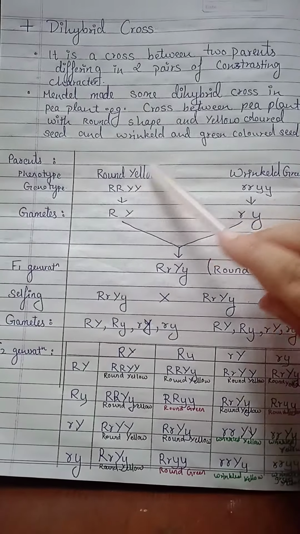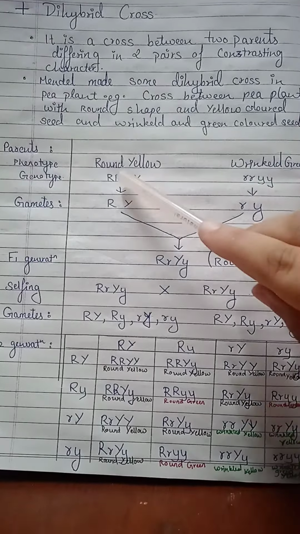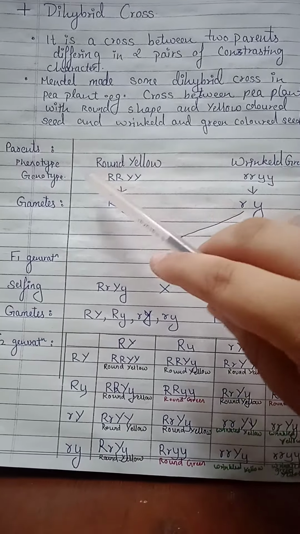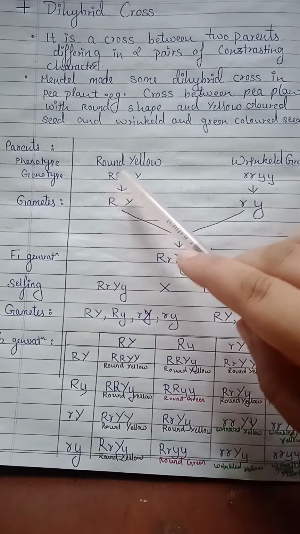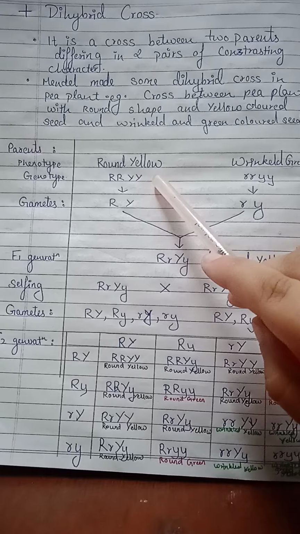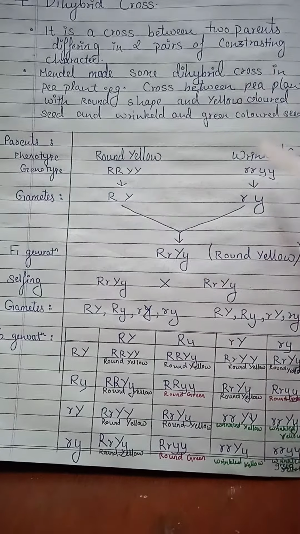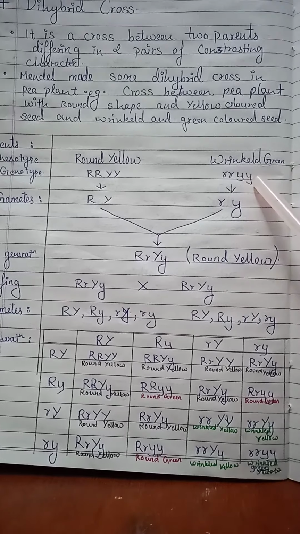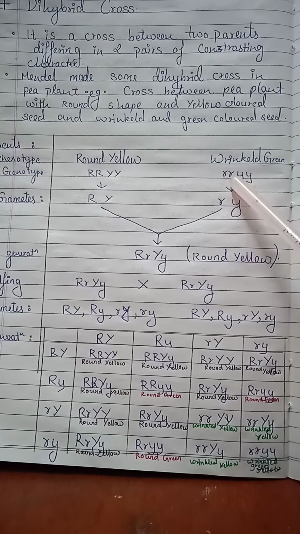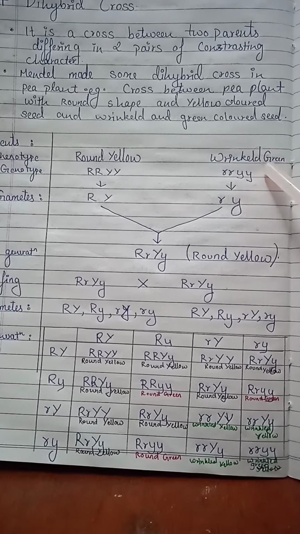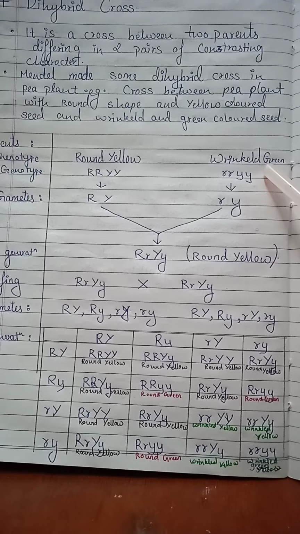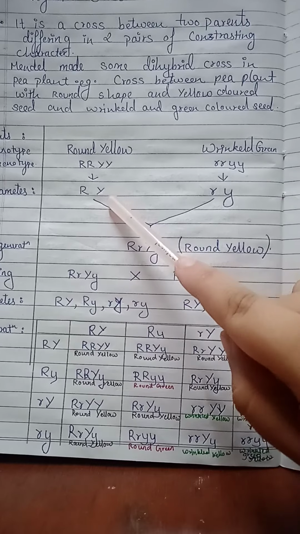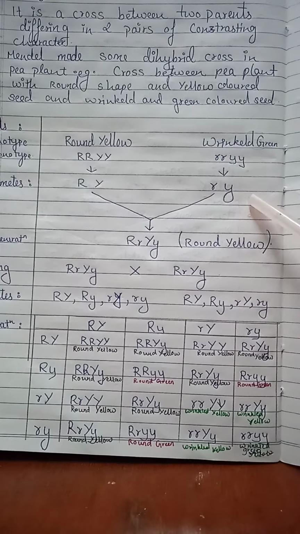Now here we have taken two parents. The first parent is round yellow. The phenotype is round yellow, while the genotype is capital R, capital R, capital Y, capital Y. This is the dominant character. Wrinkled green is the phenotype of the second parent, while the genotype is small r, small r, small y, small y. This is the recessive character of the parent.